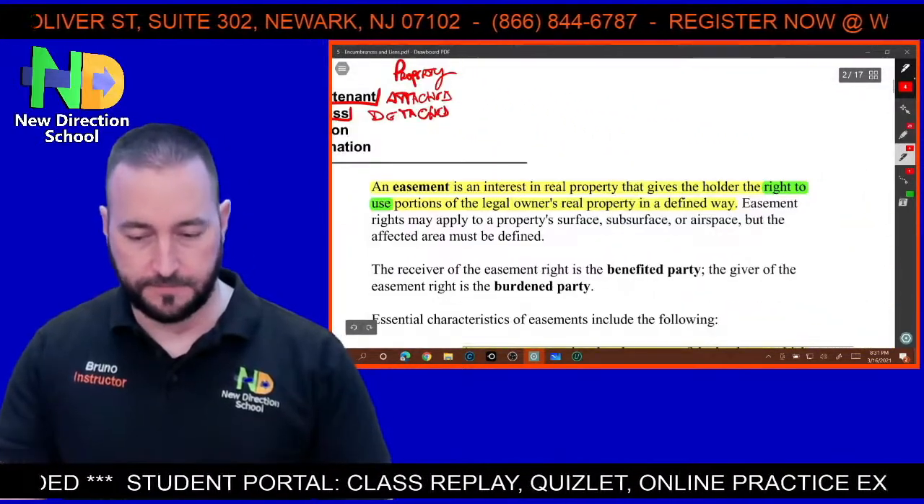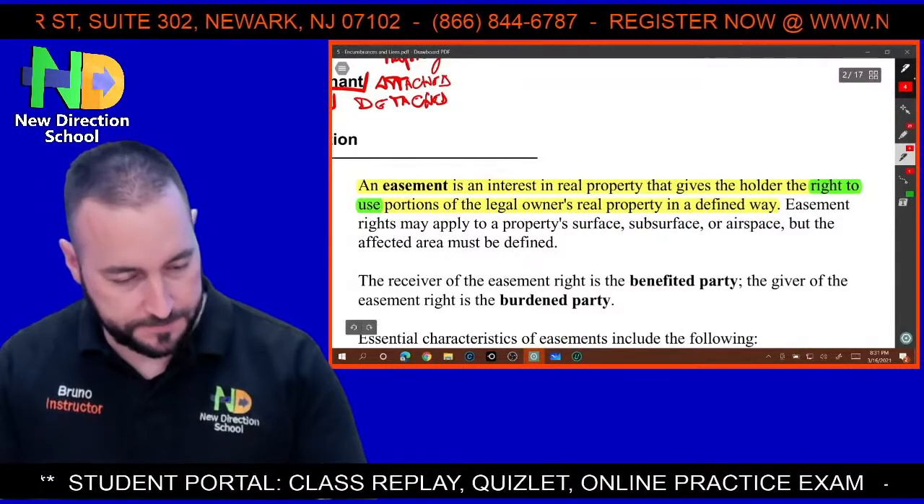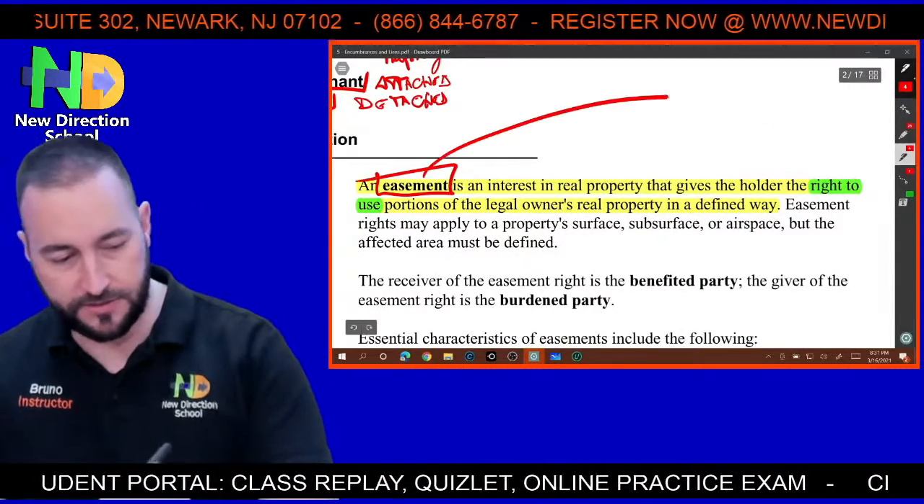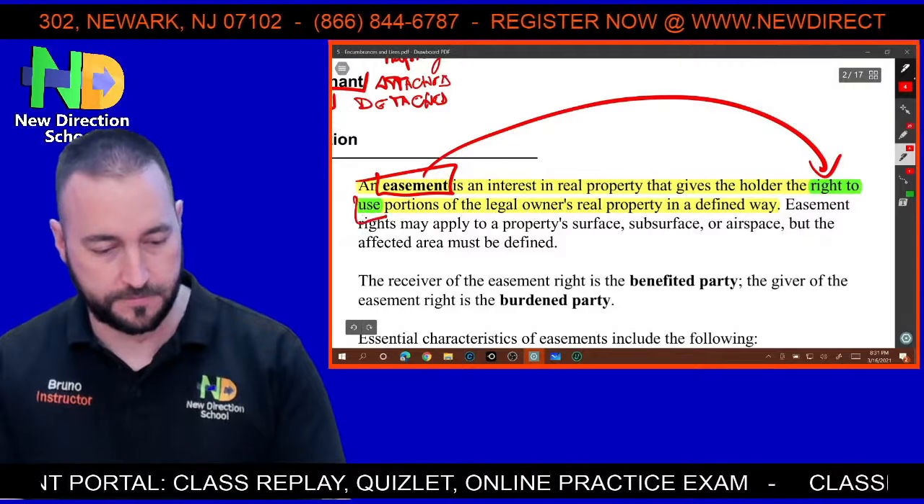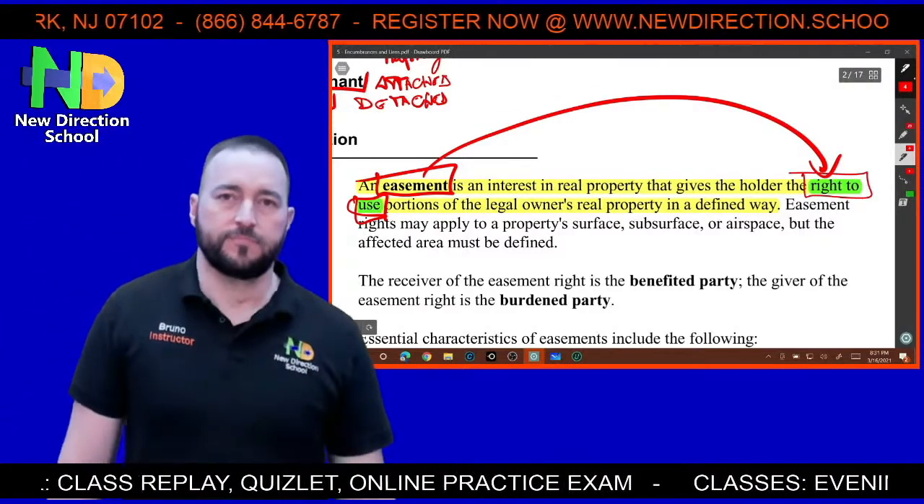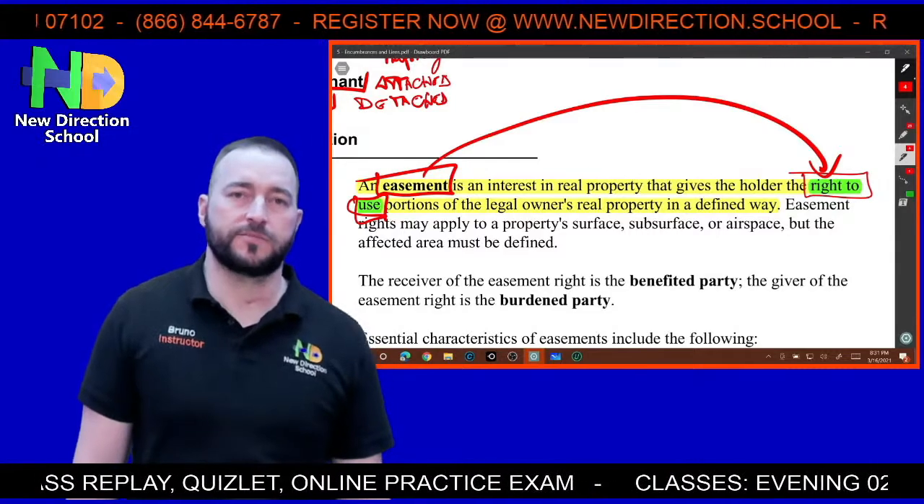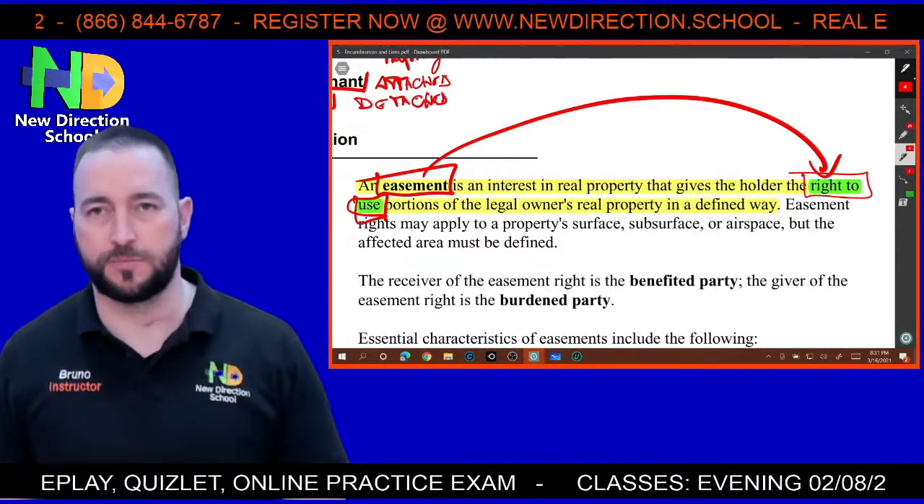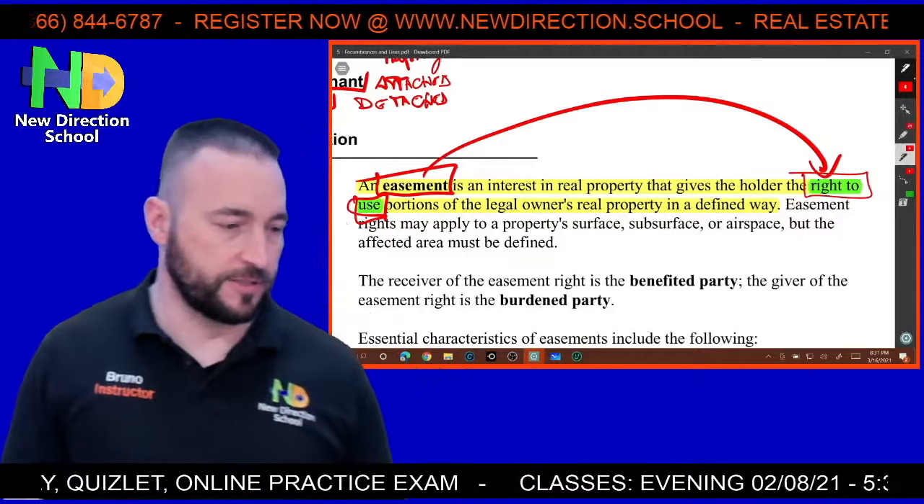So again, easement, right to use. Easement, right to use. Use what? Someone else's property, okay? It's the right to use someone else's property.